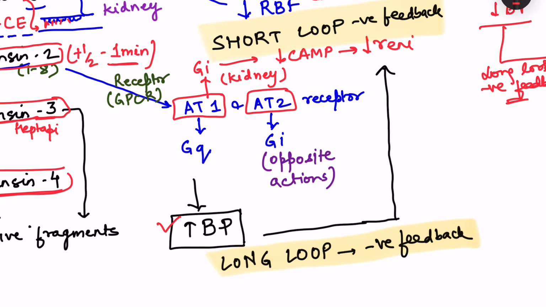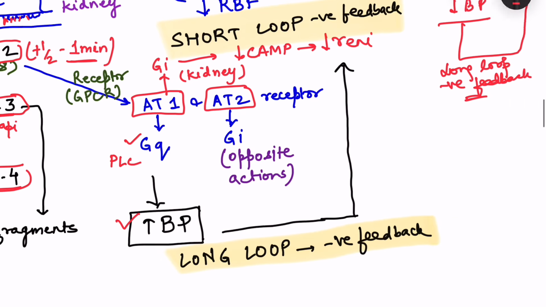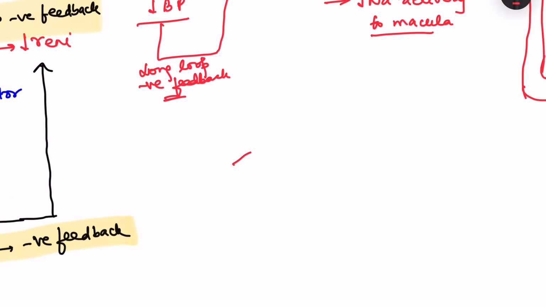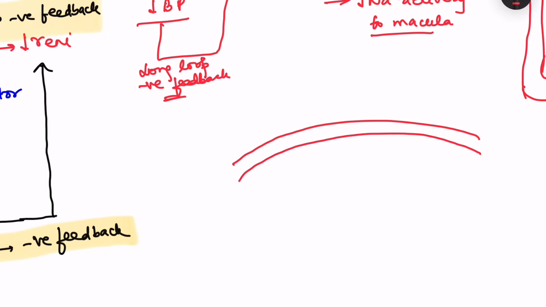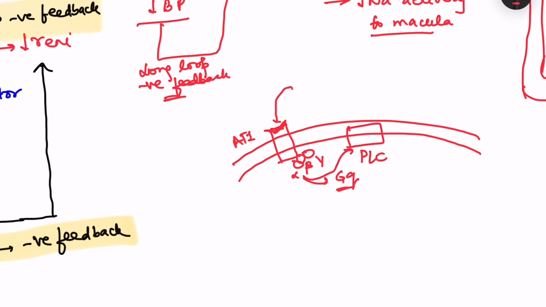AT1 basically is of Gq type, that is, it acts via phospholipase C pathway. What happens in phospholipase C pathway? Phospholipase C is an enzyme which is present on the membrane. Okay, so this is the membrane. Here there will be AT1 receptor. Angiotensin 2 will come and bind on this receptor. So this is a G protein coupled receptor. That means like any other G protein, it has alpha, beta and gamma units. But this alpha is of Gq type. So it dissociates and activates phospholipase C enzyme.